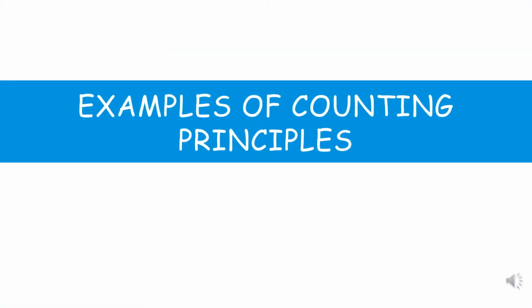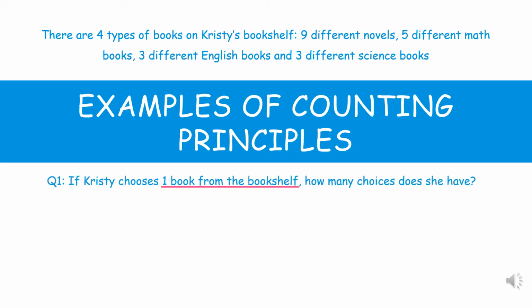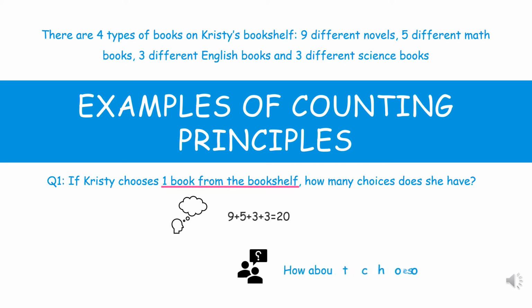Let's review with some examples. There are 4 types of books on Christie's bookshelf: 9 different novels, 5 different math books, 3 different English books, and 3 different science books. The first question is related to the addition principle. If Christie chooses one book from the bookshelf, how many choices does she have? Using the property of sum, we get that she has 9 plus 5 plus 3 plus 3 equals 20 choices. A little exercise here could be, what if she wanted 2 books instead of 1? We can use combination here, but that is not the main focus for now, so you can think about it later.